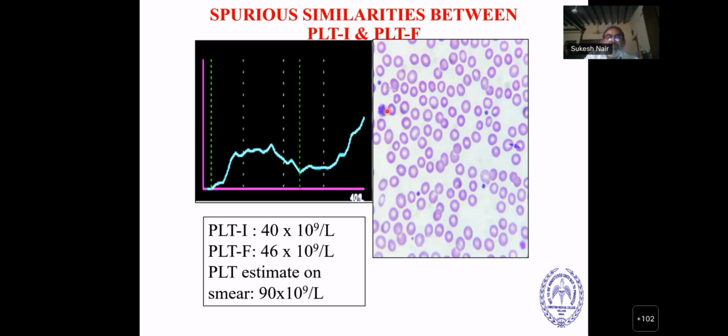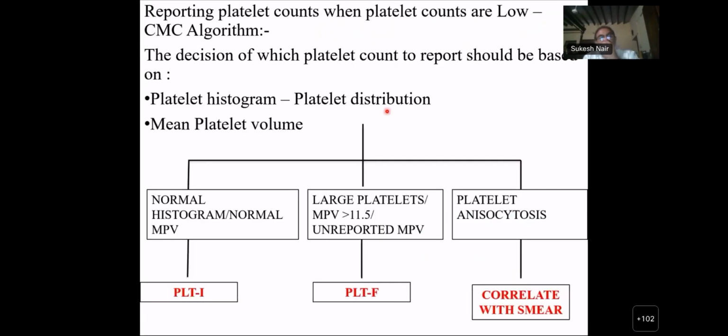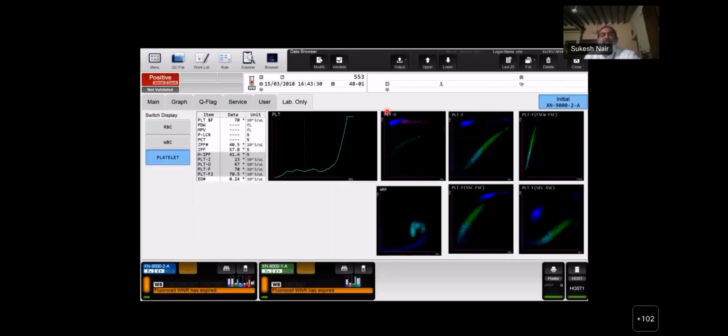But because the impedance missed the large platelets and the fluorescent missed the small platelets, they give me a lower platelet count. In our place, when we have a normal histogram, whatever the platelet count is, release it. If the histogram indicates large platelets, do an optical platelet count and release it. But if there's significant platelet anisocytosis, correlate with the smear and give the result.